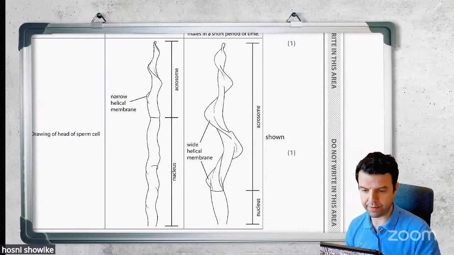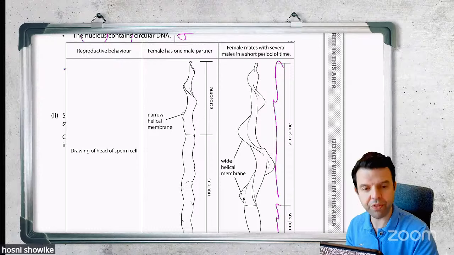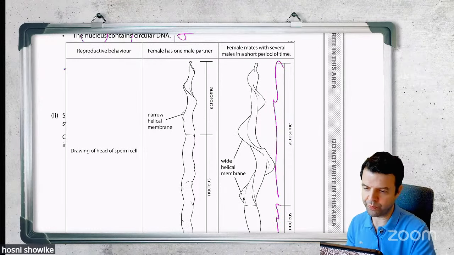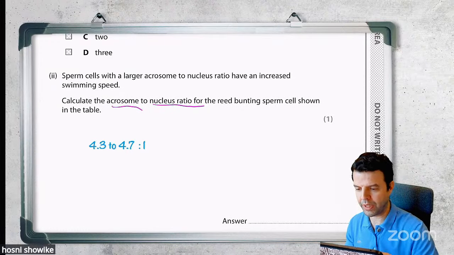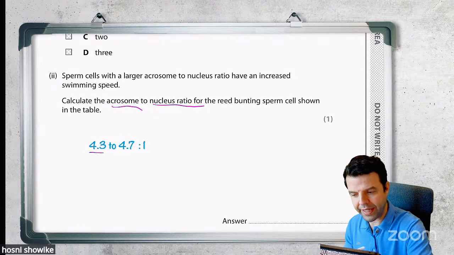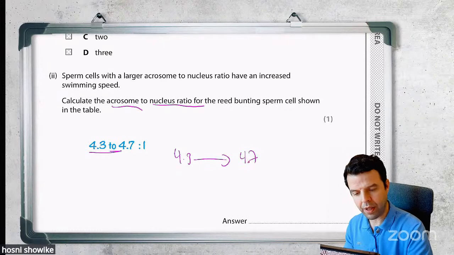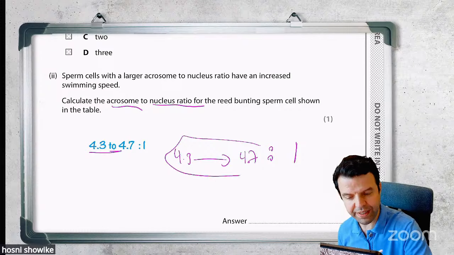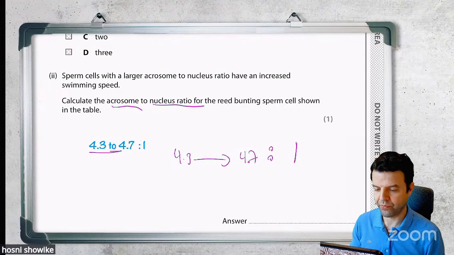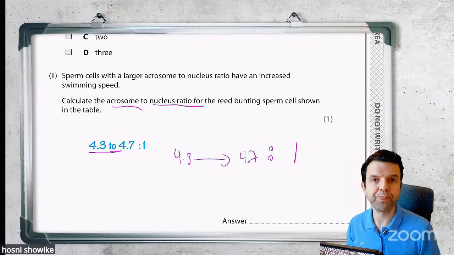I think it's not that difficult, right? So just measure this length, and find the simplest ratio. In the mark scheme, it's any number between 4.3 to 4.7 to 1, where the 4.7 is for the acrosome. Okay?